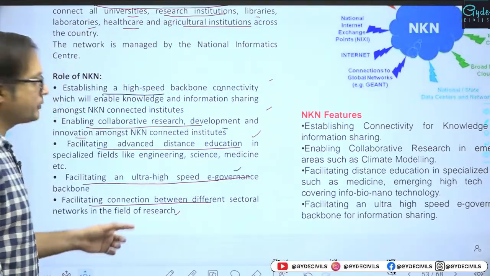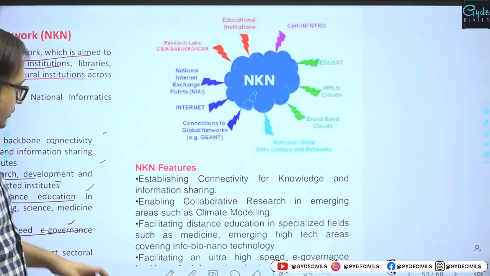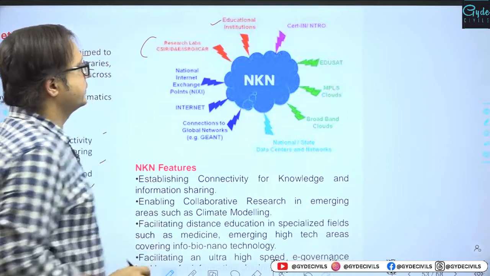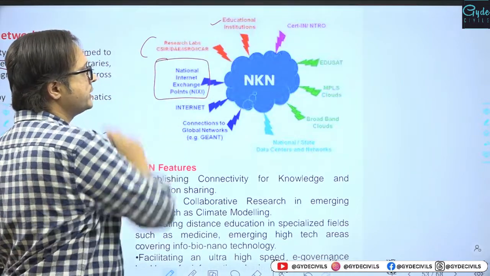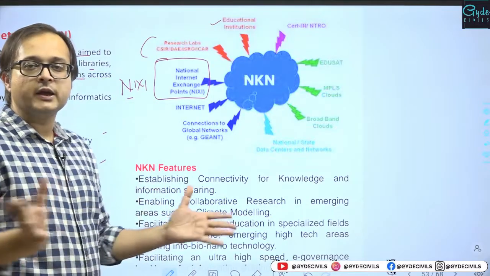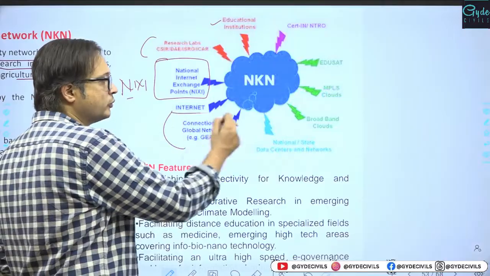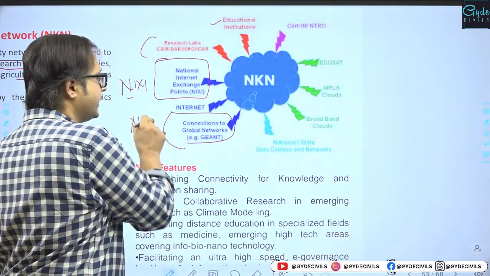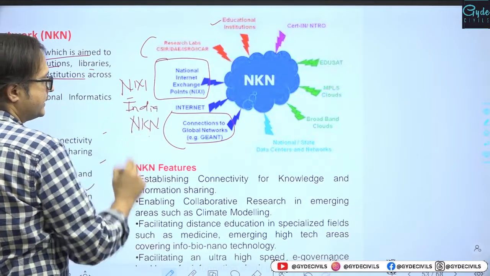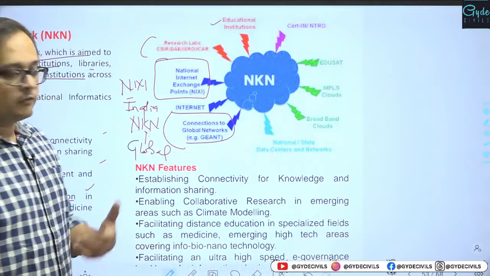When we look at the major features of National Knowledge Network, it helps to connect the educational institutes, then the research labs, and the national internet exchange points are also connected over here. NIXI, that we can say, are also connected, which helps to generate multiple connections from the backbone network itself. Connections to the global network are also established from NKN. NKN can act as a mediator, and over here we can have the Indian institutes, and then the global institutes, the global research labs. Using this, interconnectivity can be created for the global institutes also.